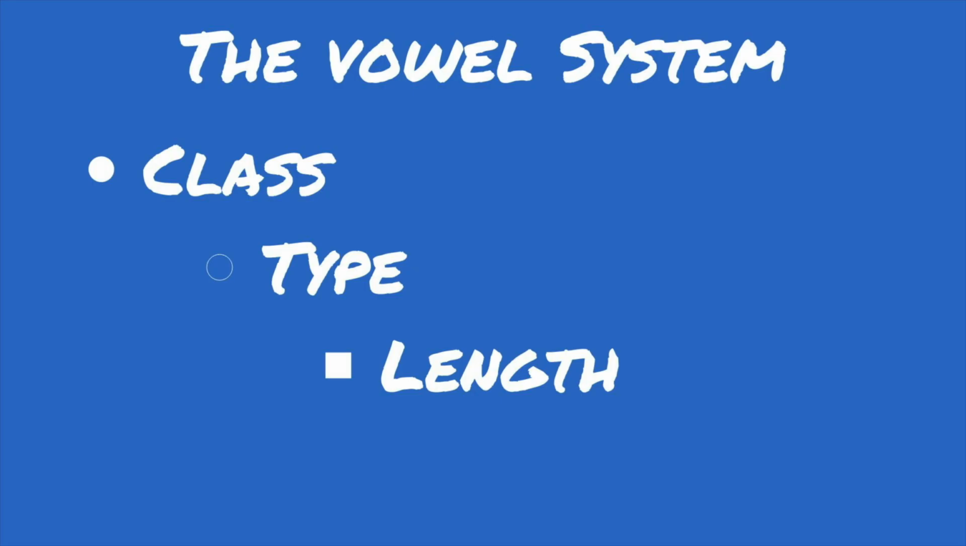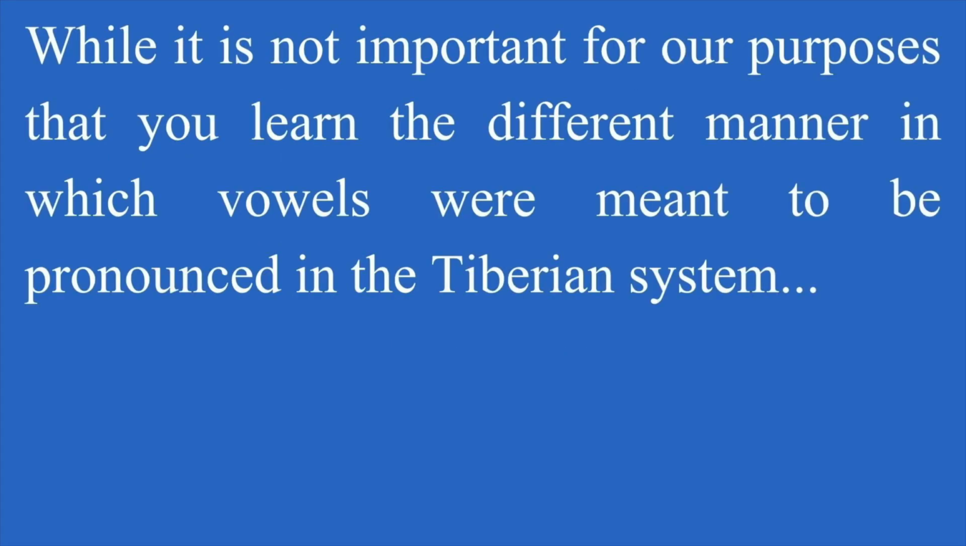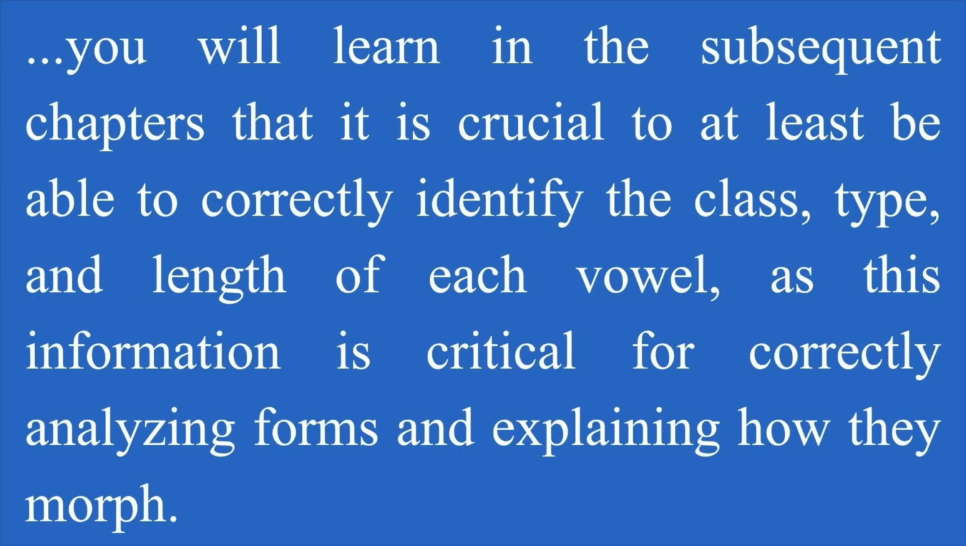The vowels were pronounced somewhat differently in the Middle Ages than they are today according to the modern Israeli pronunciation system. The long A vowel kamatz and the short A vowel patach are pronounced identically according to the latter system, but were pronounced differently in the Tiberian system. While it's not important for our purposes that you learn the different manner in which vowels were meant to be pronounced in the Tiberian system, you will learn in the subsequent chapters that it is absolutely crucial to at least be able to correctly identify the class, type, and length of each vowel, as this information is critical for correctly analyzing forms and explaining how they morph or change.